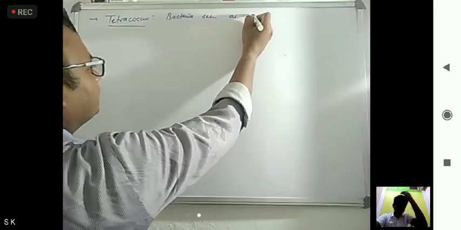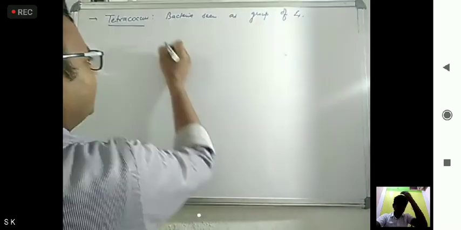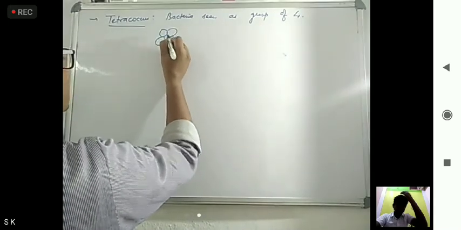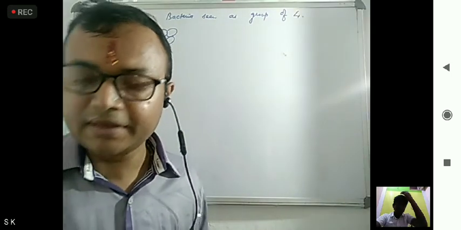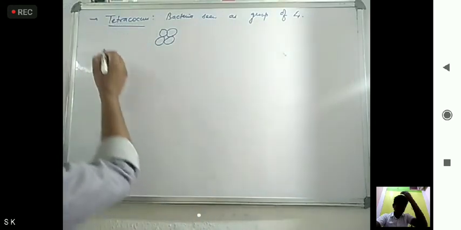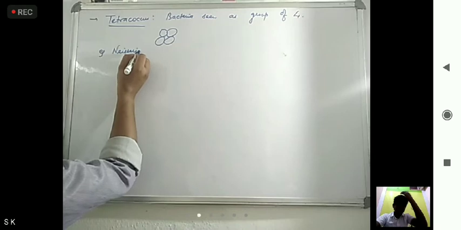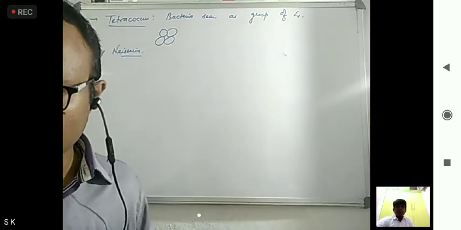Tetracoccus. Tetra means 4. So the bacteria are seen as a group of 4. Okay, how are they looking? Like that they are looking. So this is Tetracoccus. An example is Neisseria. The example is more important, so you have to remember this example. Neisseria, that is Tetracoccus.